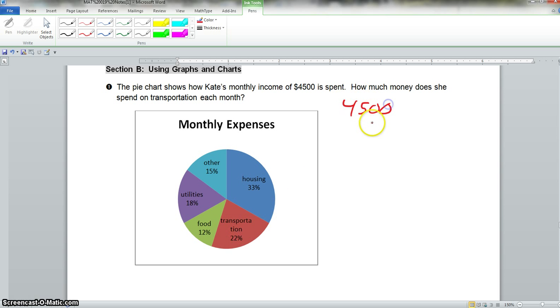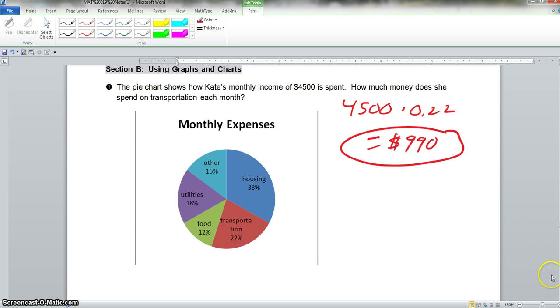We'd take $4,500 times 0.22, which you could easily put in your calculator. Let's type in 4,500 times 0.22. And this would give you $990.